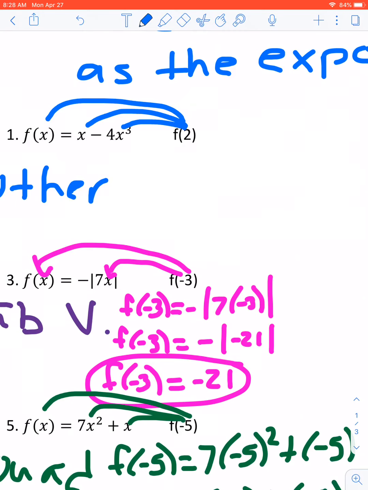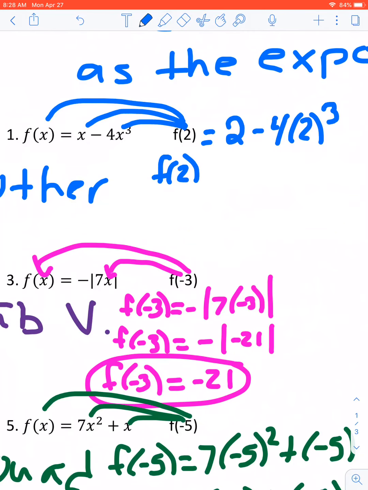So we get f of 2 equals 2 minus 4 times 2 to the third power. You need to remember to follow order of operations here. So please excuse exponents. So I get f of 2 equals 2 minus 4. 2 times 2 is 4.